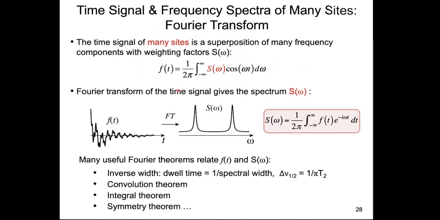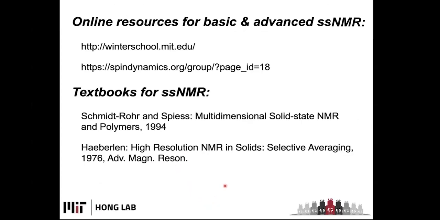So now if you look at this equation for the time domain signal, the FID, you can see that basically it is a Fourier transformation definition, right? So we Fourier transform this f of t, the time signal, to obtain the spectrum S of omega, all right? Write the Fourier transformation here. So this leads to the whole aspect of NMR as a Fourier transform spectroscopy, and there are many useful Fourier theorems that relate the time domain signals with a frequency domain spectrum that we are interested in, that we analyze all the time. There are several inverse width theorems. There's the convolution theorem, there's the integral theorem and symmetry theorem and so on. And it's very useful to understand this mathematical aspect of NMR.